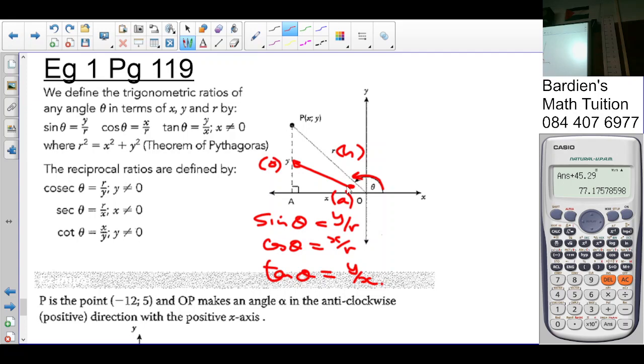Also now for the theorem of Pythagoras. It will also be evident here. The Pythagorean theorem. What does Pythagoras say? Hypotenuse squared is equal to the sum of your other two sides squared. So what's your hypotenuse here? r. So r squared is equal to x squared plus y squared. This is your Pythagorean theorem.